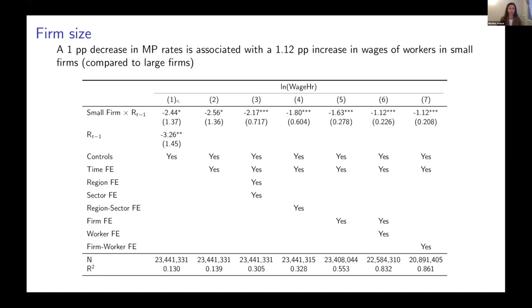Now, what's much more important for us is this heterogeneity that's coming from the interaction of the small firm and R. And we see that this coefficient is negative and statistically significant, meaning that workers employed in small firms benefit additionally more than the workers employed in larger firms. Now, what's most interesting for us are columns 6 and 7, which really saturate the model with the fixed effects I talked about. And if we want to give this an economic interpretation, we would say that a 1 percentage point decrease in the monetary policy rates is associated with approximately a 1.12 percentage point increase in wages for workers employed in smaller firms compared to workers in larger firms.